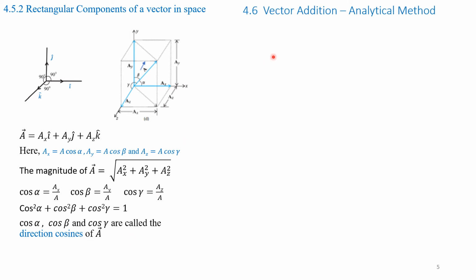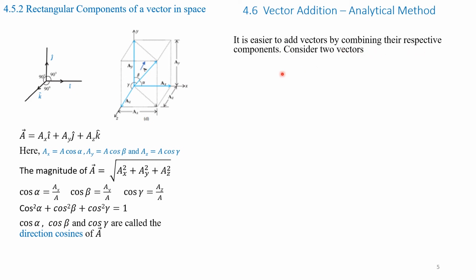Now let us study about vector addition using analytical method. In the previous sections, we studied about vector addition and subtraction using graphical method or triangular method or parallelogram method. In this method, it is a very simple method using analytical method. It is easier to add vectors by combining their respective components.